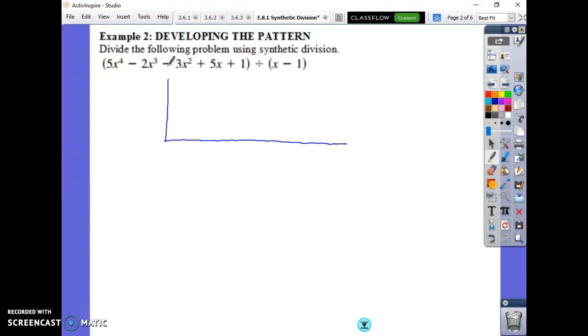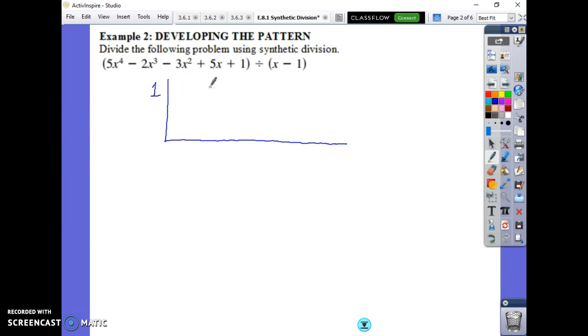So you set up an L. Your number you're dividing by is going to go out here, and it's not going to be this. It's going to be the 0 or the root or the solution if you were solving with x minus 1. So it's going to be 1 in this case, not negative 1.